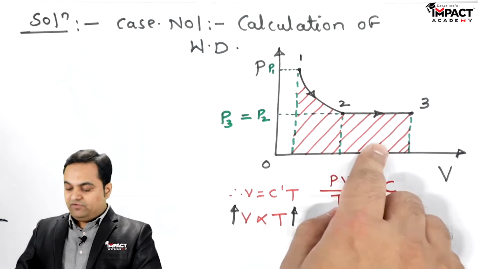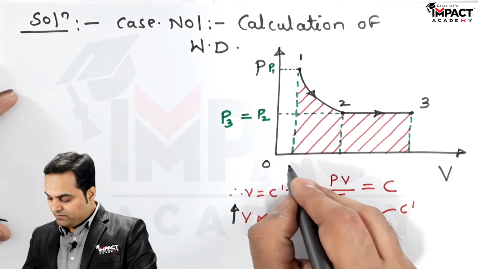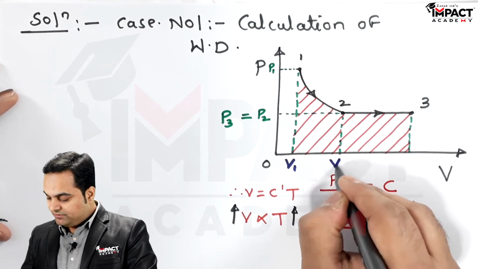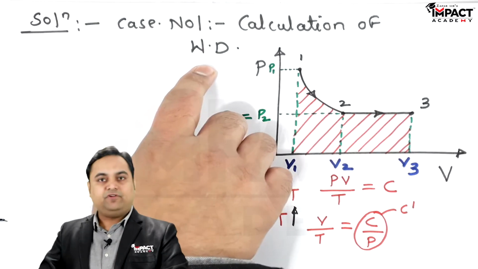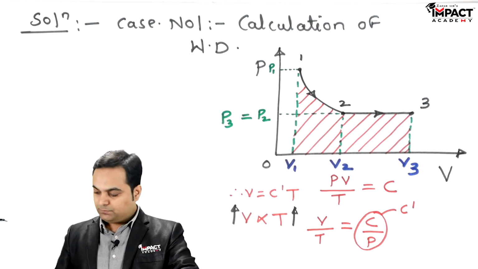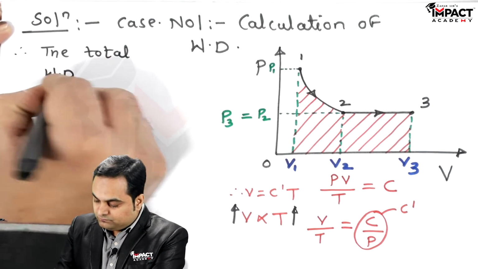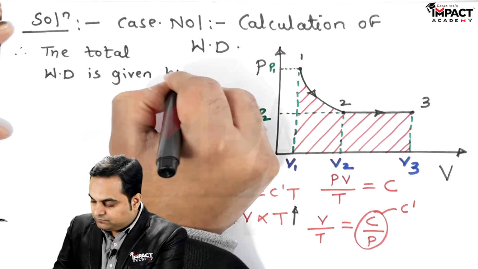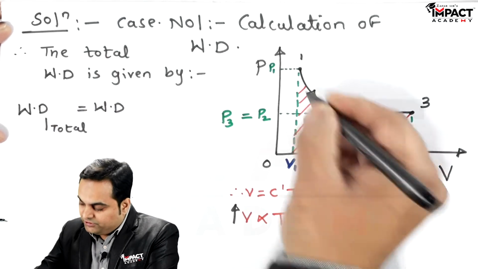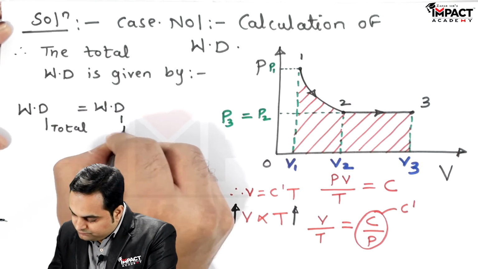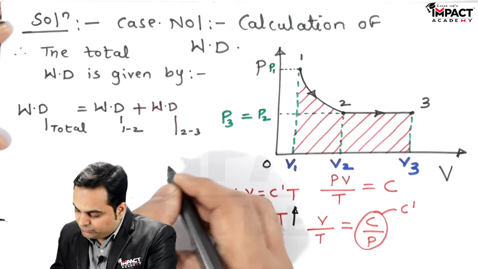So whatever the area which we are getting under this PV diagram, that gives us the work done, and as we can see here, the volume is V1 initially, then it becomes V2, and finally the volume is V3. Now the question is we have to find the work done, so I'll say that therefore the total work done is given by work done during process 1 to 2 plus work done during the process 2 to 3.